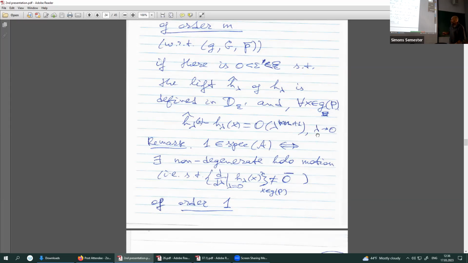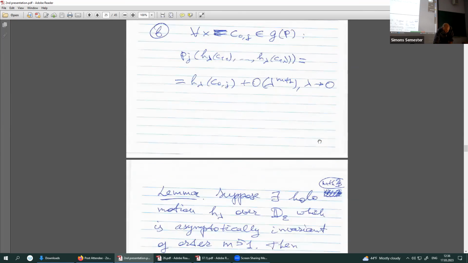Okay, so asymptotically invariant of order 1 means just that 1 is in the spectrum. More precisely, 1 is in the spectrum if and only if there is a non-degenerate holomorphic quotient, and the speed of this holomorphic quotient corresponds precisely to this eigenvector of 1.